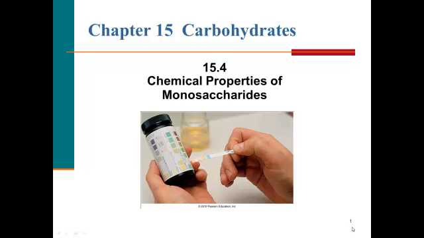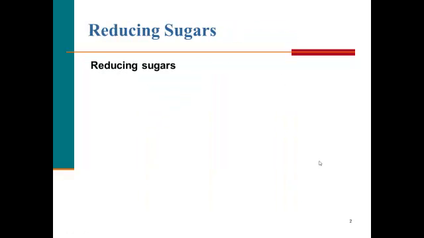So now that we've talked about the basic structure of carbohydrates, and particularly monosaccharides, I'm going to take a couple of slides and talk about the chemical properties that are present in a subset of monosaccharides. So we're going to talk a little bit about what we refer to as reducing sugars, and that's going to require you to remind yourself a little bit about what oxidation and reduction reactions entail.